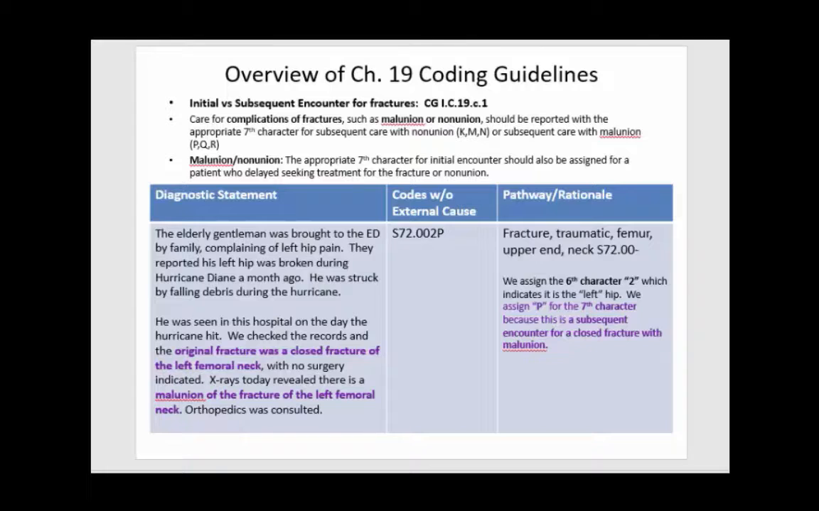So we do still have an injury code, but we're going to assign the 7th character P as in Paul, because this is a subsequent encounter for a closed fracture with malunion. If we go to the S72 category, we see the pink box just under the category code telling us that yes, we can use the 7th character P.